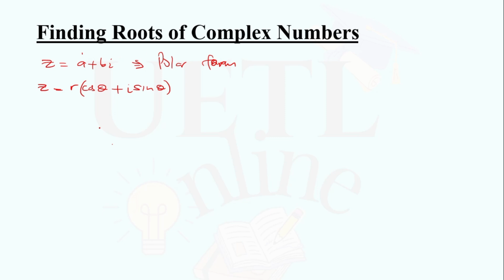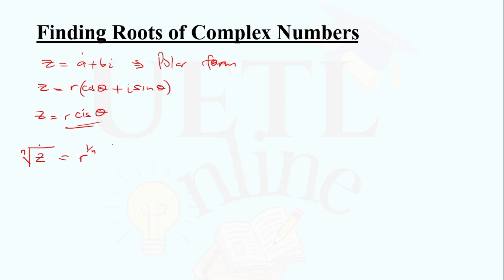Let me shorten this to make it easier: z equals r cis theta. So what do you do when asked to find the nth root of z? Let's say there is n here. The first step is you say r to the power 1 over n.